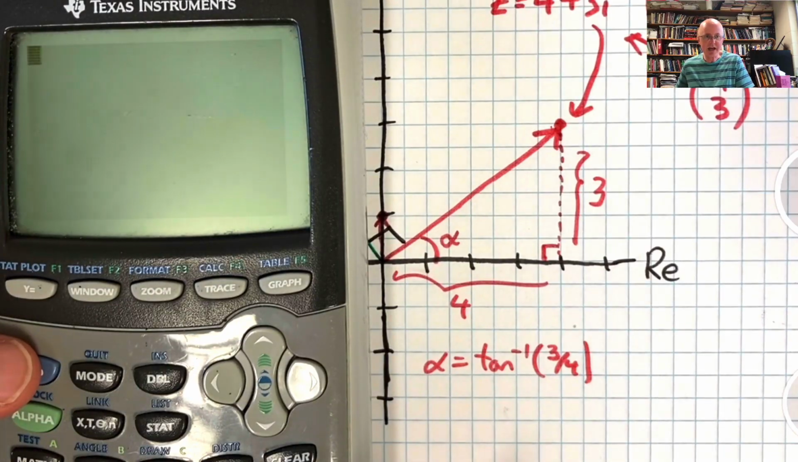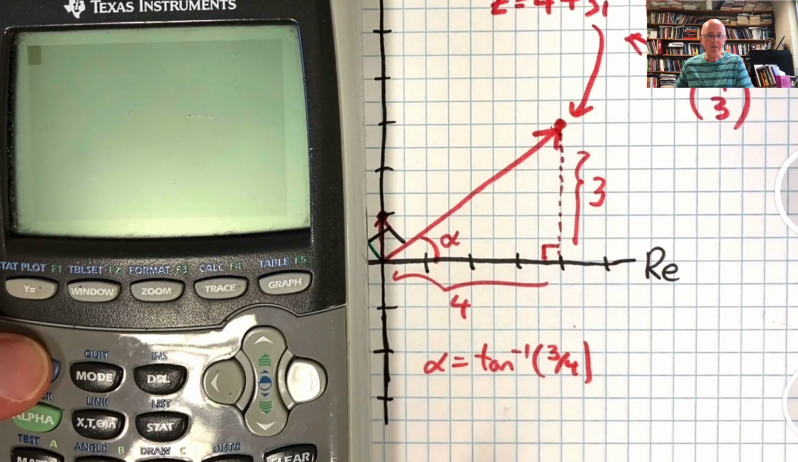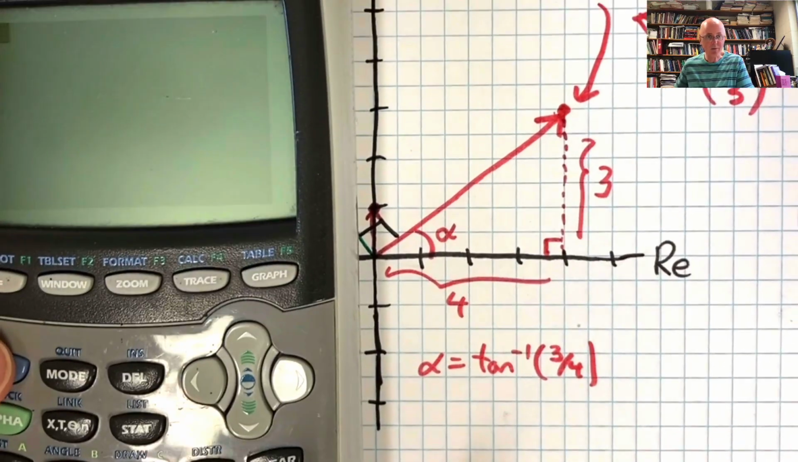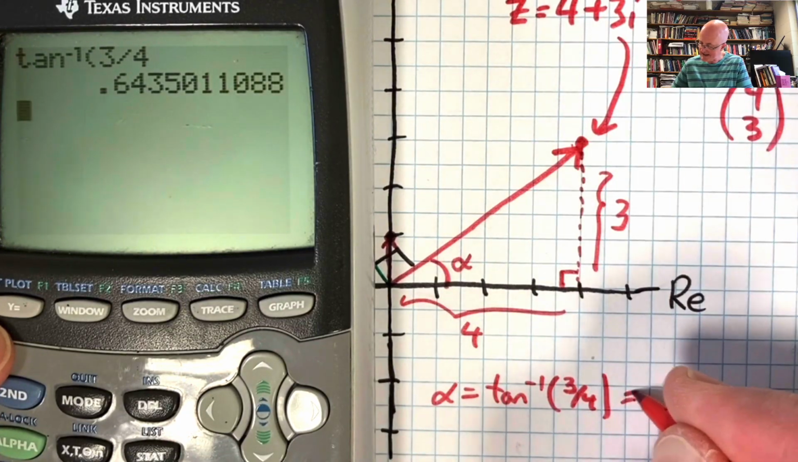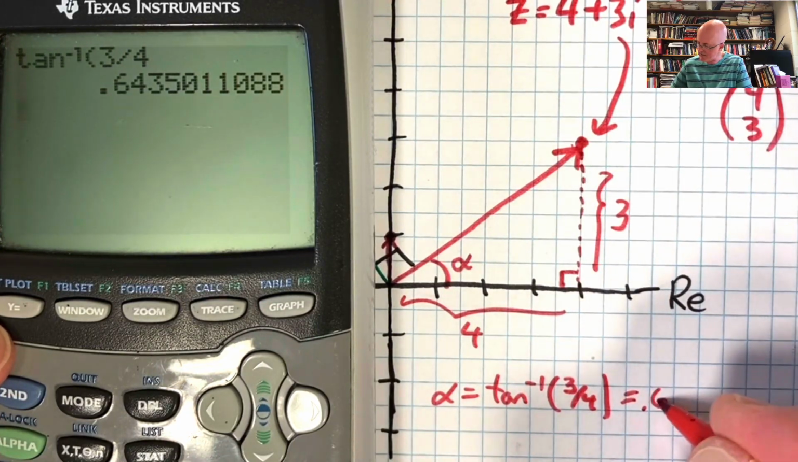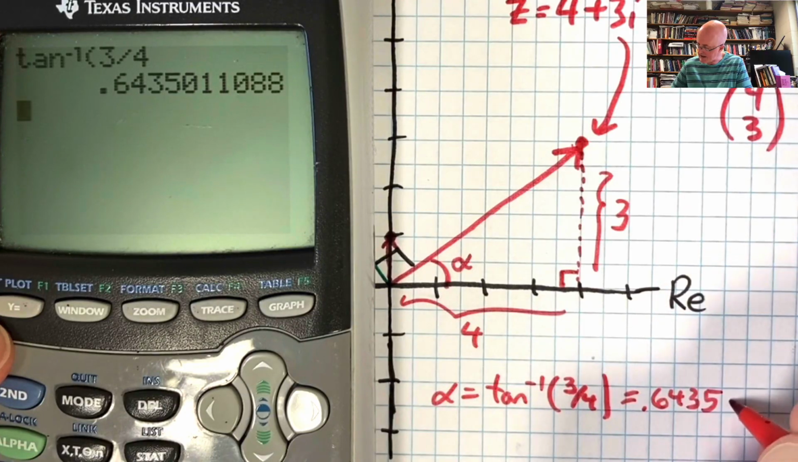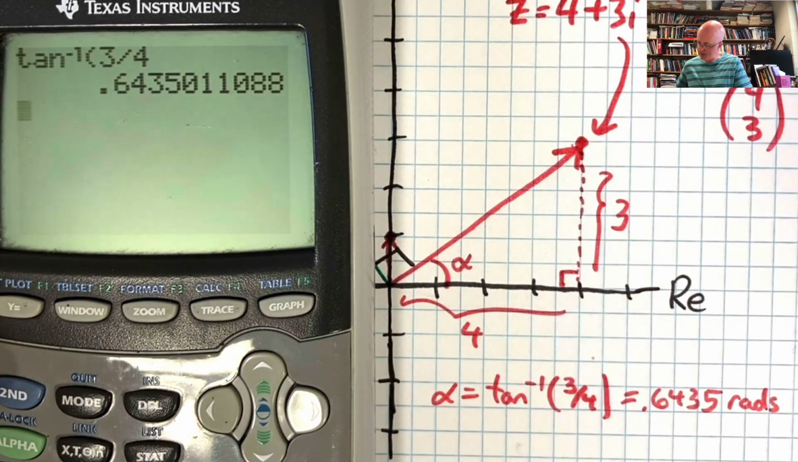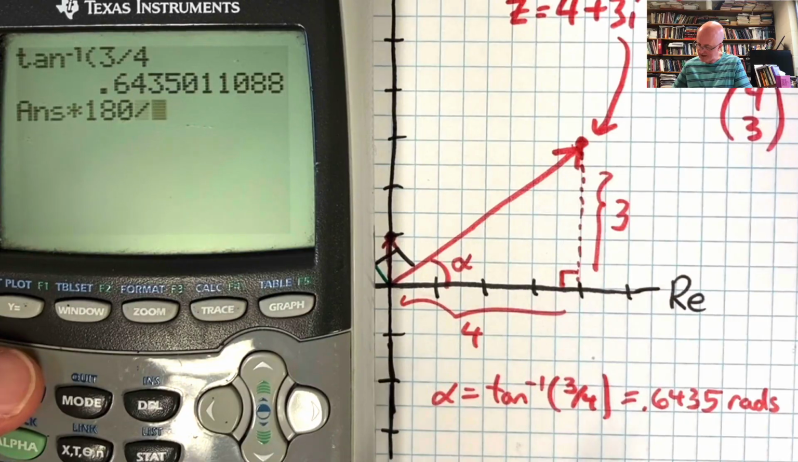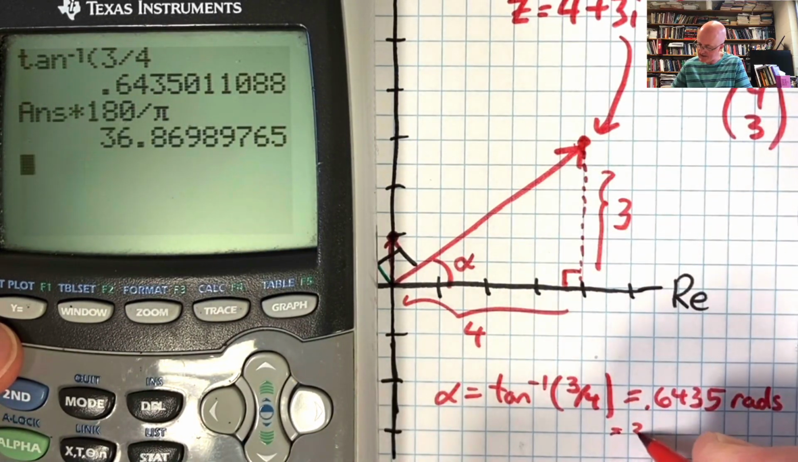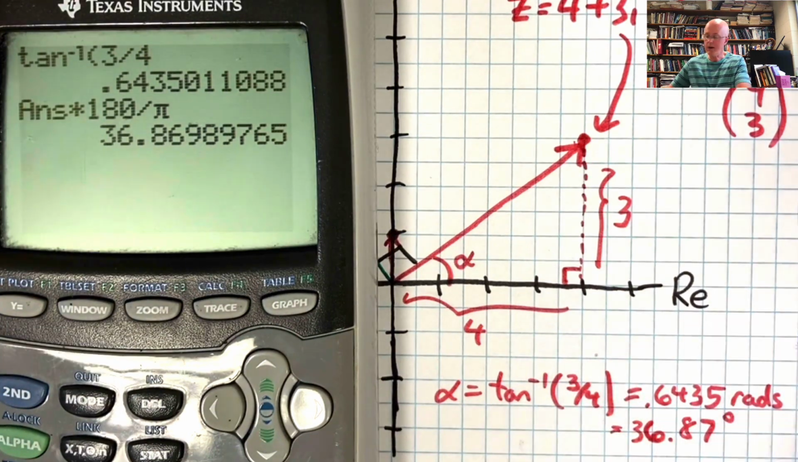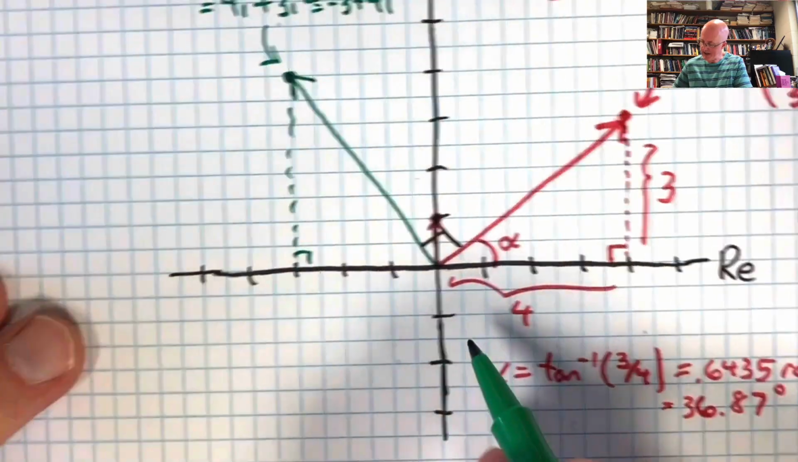If I use my inverse tangent button right here, I am in radian mode. If I do inverse tangent of 3/4, which is 0.75, I get about 0.6435 radians. I am in radian mode. If I multiply that by 180 divided by pi, that will convert it to degrees. This is about 36.87 degrees. What about this right triangle over here?